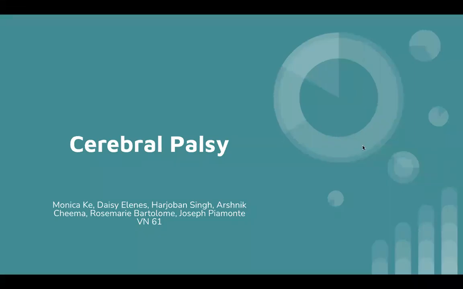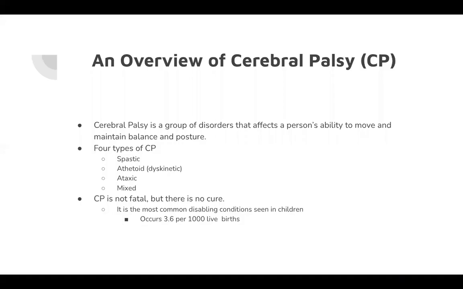So today we're going to be speaking about cerebral palsy. An overview: cerebral palsy is a group of disorders that affects a person's ability to move and maintain balance and posture. The types of CP are spastic, athetoid or dyskinetic, ataxic, and mixed. CP is not fatal, but there is no cure.